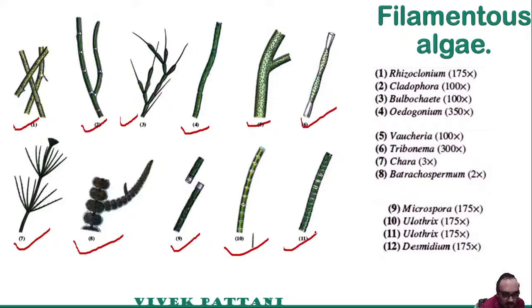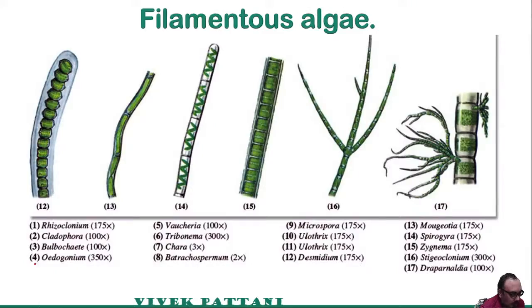11th one again is a Ulothrix, but a different species. And the 12th one is a Desmidium. 13th one is a Mougeotia. 14th one is Spirogyra. 15th is Zygnema. 16th one is a Stigeoclonium. The 17th one is a Draparnaldia.